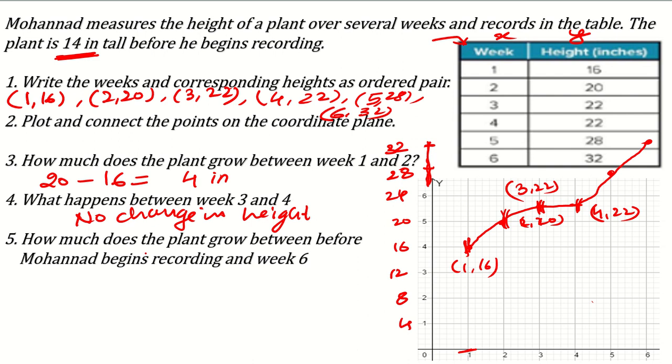Now how much does the plant grow between before Mohannad began recording and week 6? See again this question. Before Mohannad began the recording, means here, and week 6, how much did it grow? You see 16 and the last one is 32. So 32 minus before. Before means it was 14 inches. It is given in the question.